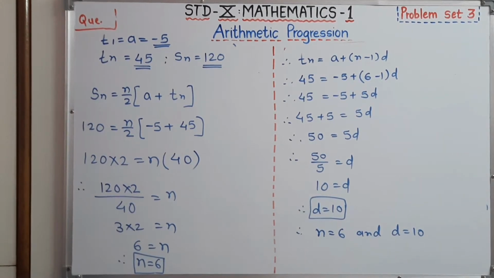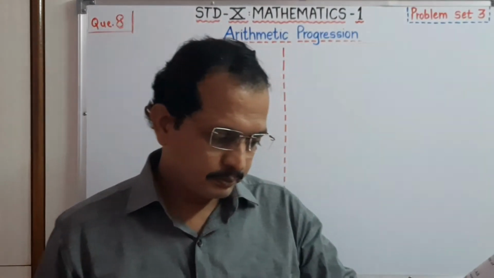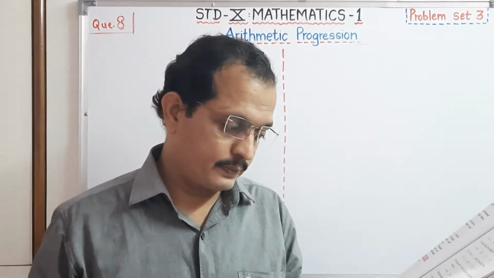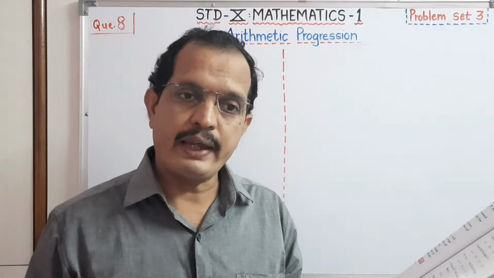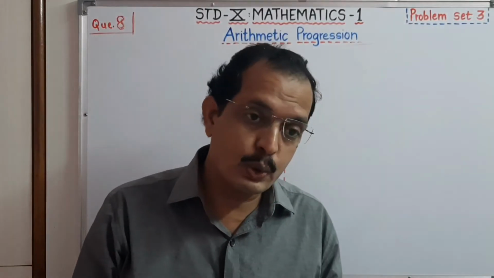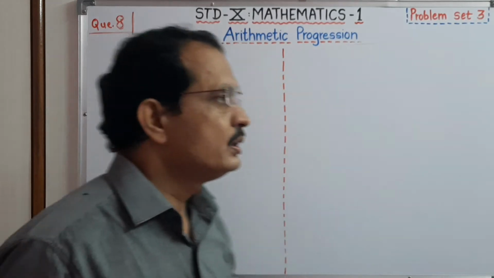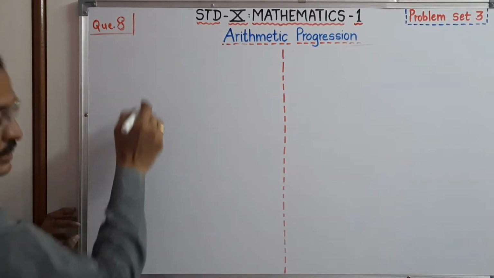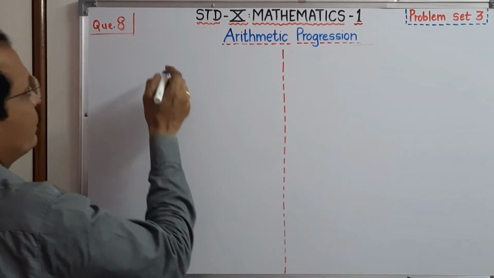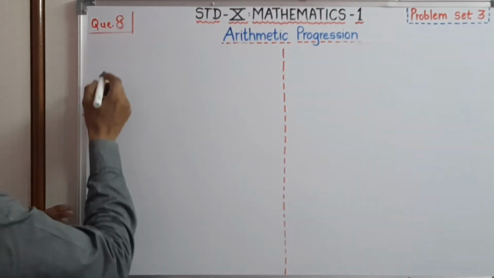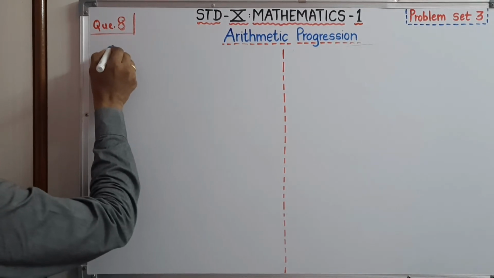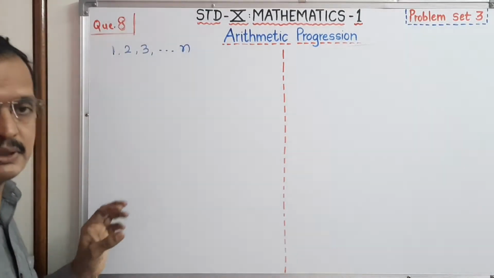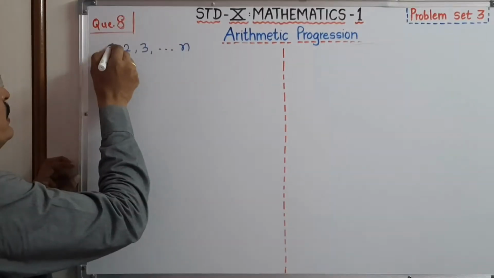Now we have to see the next question, number 8.1. The sum of 1 to n natural numbers is 36. Then find the value of n. See, the sum of 1 to n natural numbers is 36. Then we have to find out the value of n. Now see here, the natural numbers 1, 2, 3 up to n. That means this is an AP.